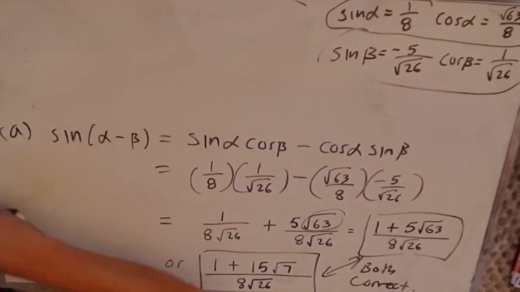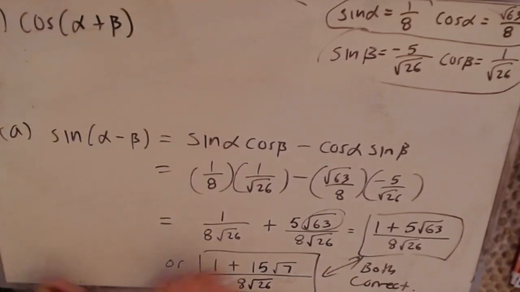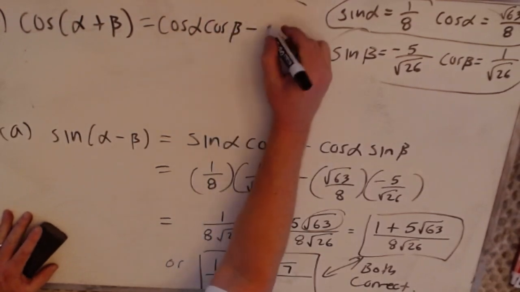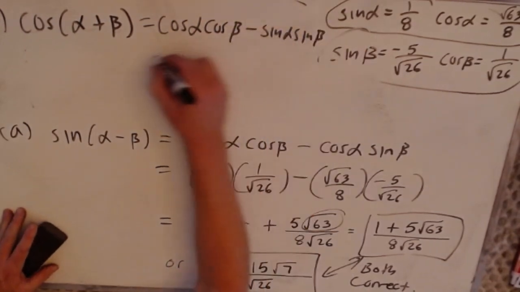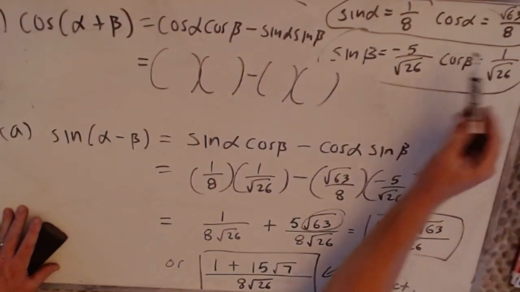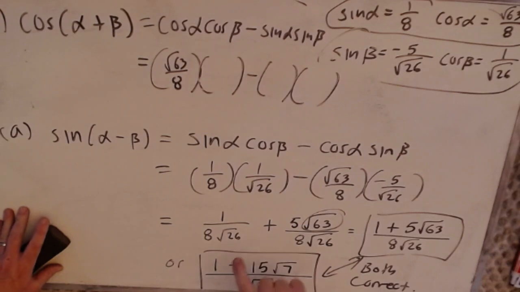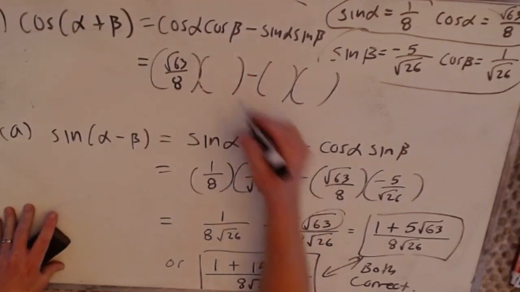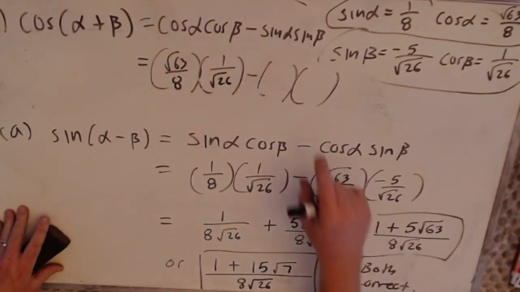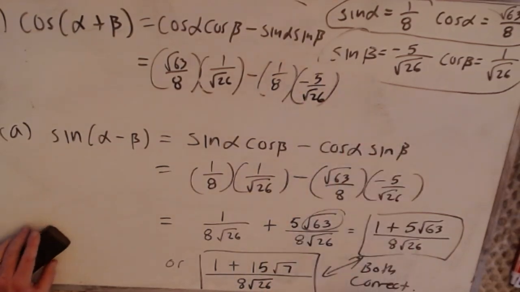All right, so part B, really quickly. Cosine alpha plus beta. We already have all our ingredients, so let's just plug them in. Cosine alpha, cosine beta, minus sine alpha, sine beta. And just plug in all your ingredients. So radical 63 over 8, or you could simplify that if you want. Cosine beta, 1 over square root 26. Sine alpha, 1/8. And sine beta, -5 over square root 26.